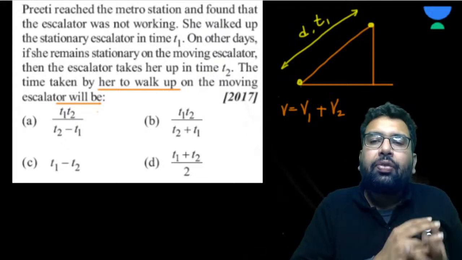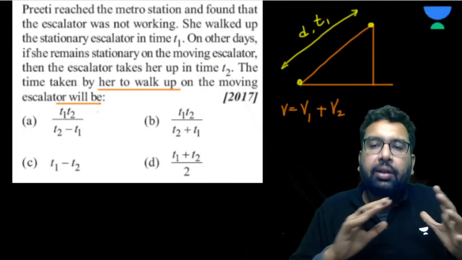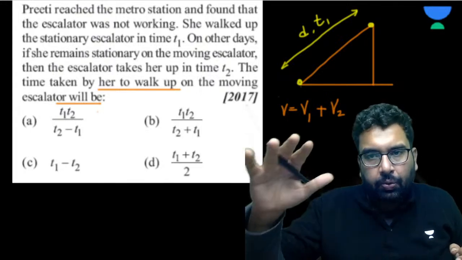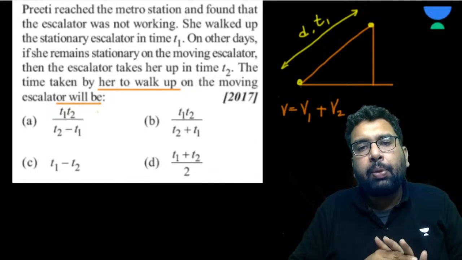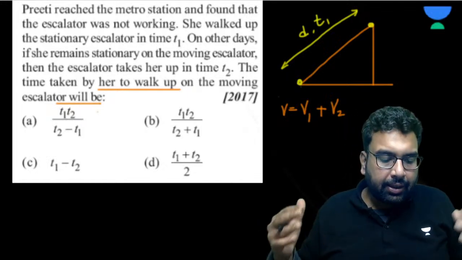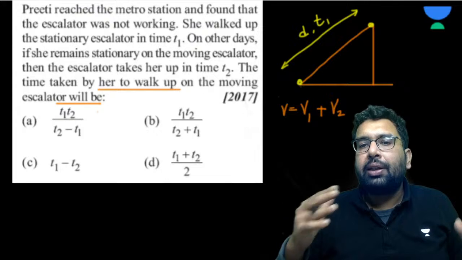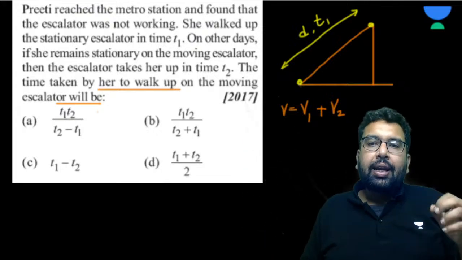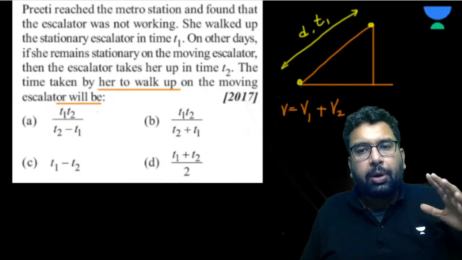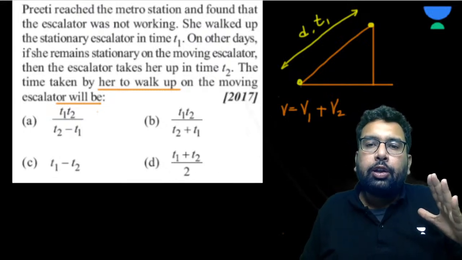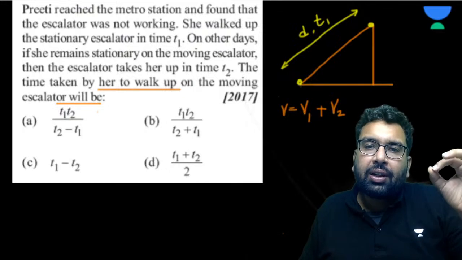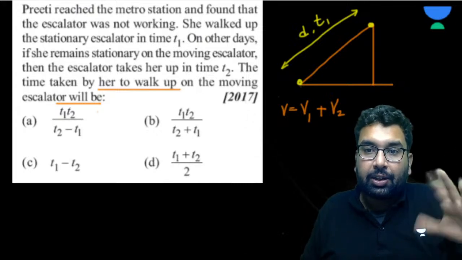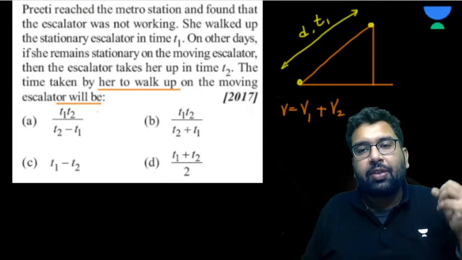Now, on any other fine day, she didn't walk on the escalator, she stood on the escalator and the escalator moved. Normally this is what happens. People stand still on the escalator, and the escalator moves and they reach the upper ground. On the day when she's not walking but only the escalator is moving, she has covered the same distance, but the time taken is t2. So the speed of the escalator we can find from this information.